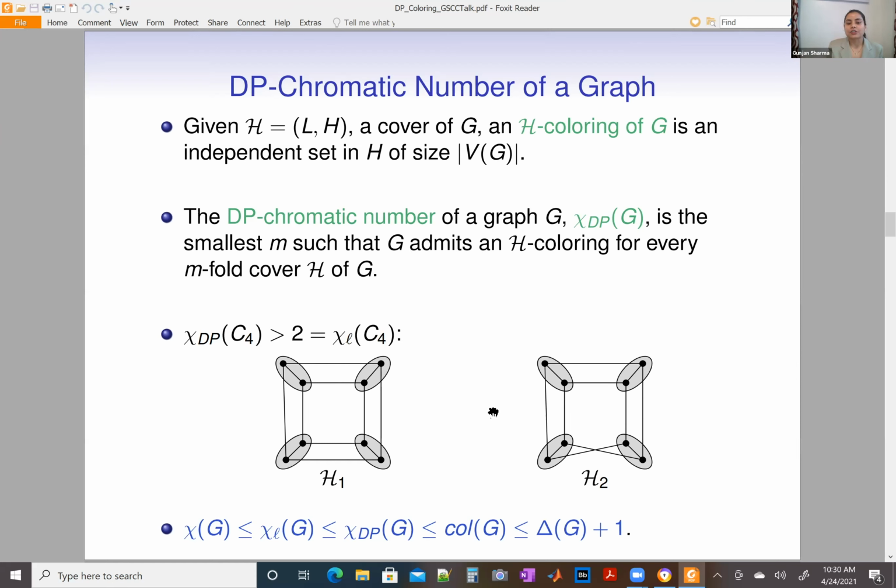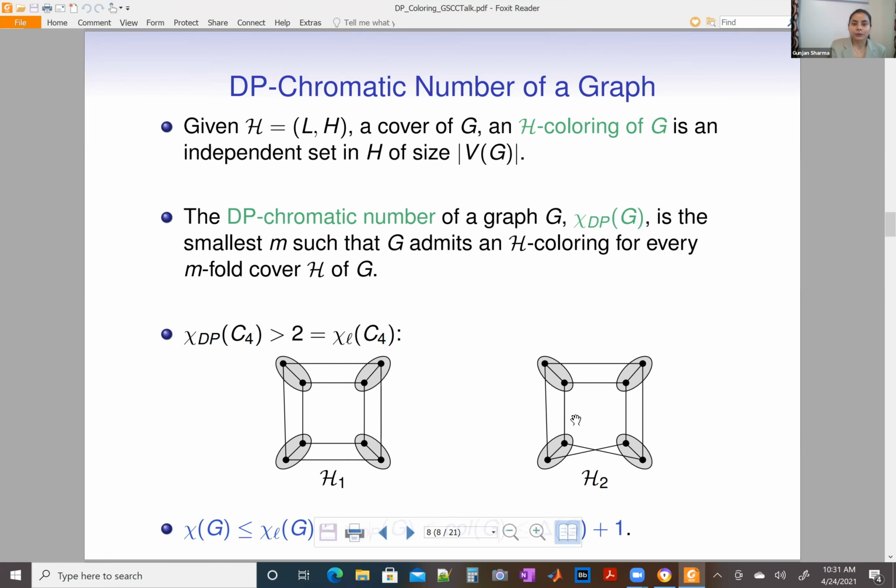This example demonstrates a good two-fold cover of C4, and this is a bad two-fold cover of C4. Since we have a bad two-fold cover of C4, this means that the DP chromatic number of C4 is at least 3. And very interestingly, because of the way we have edges among these vertices here, for every proper coloring of C4 we have an H1 coloring of C4. So this cover is H1, which is not the case in H2.